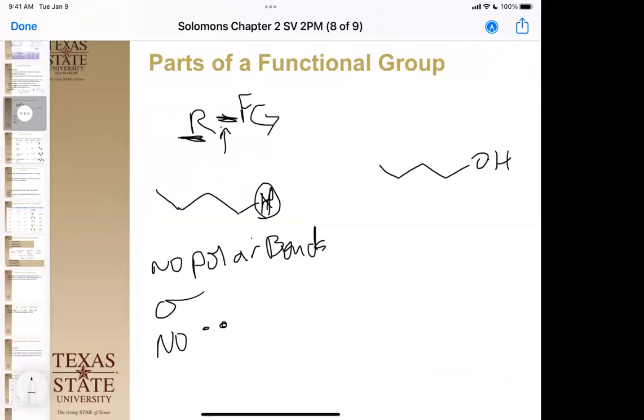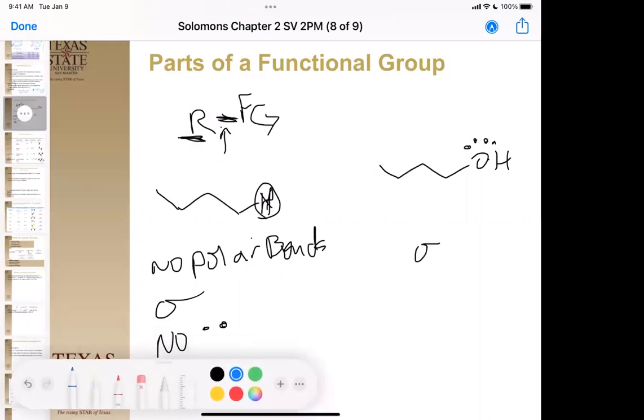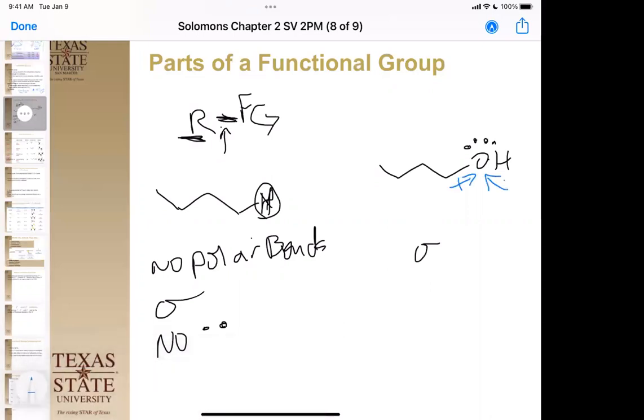OH. Right here. Okay, so now we have a polar bond, so that's different. We still only have sigma bonds, but look at this. There's lone pairs on this oxygen. We have a polar bond here. We have lone pairs. We have a sigma bond, and we have a possibility for this thing to react with the hydrogen, the oxygen, or even between that carbon and that oxygen. So it's the functional portion of the molecule. Okay, questions on that?